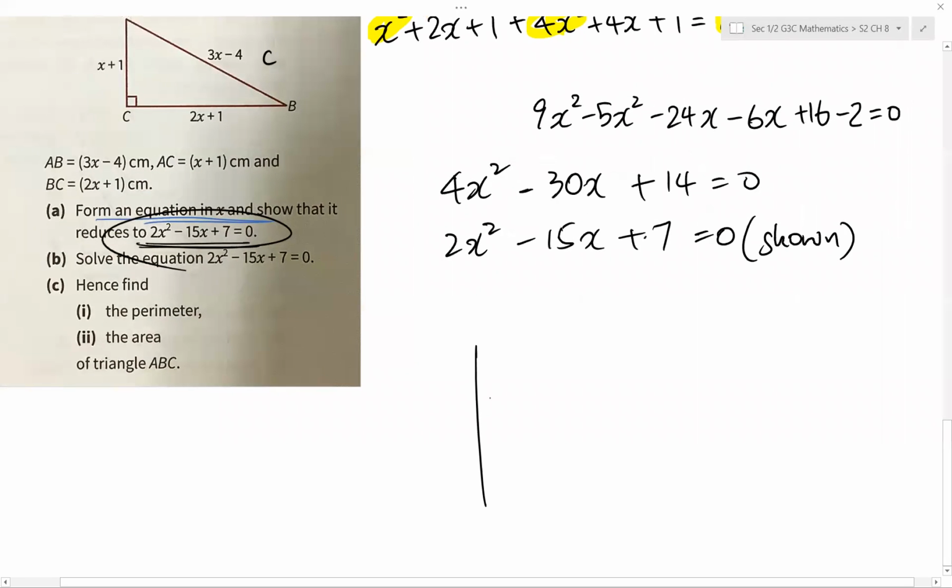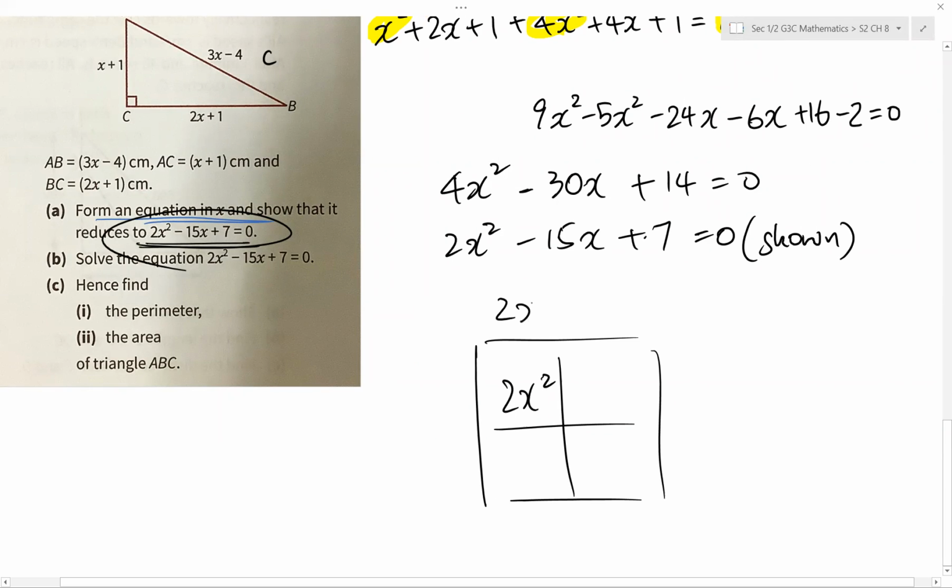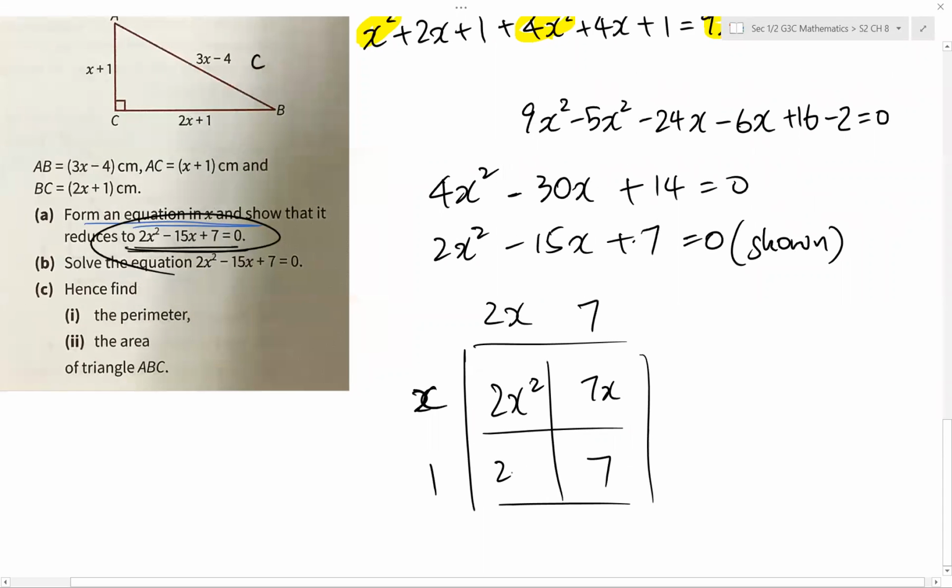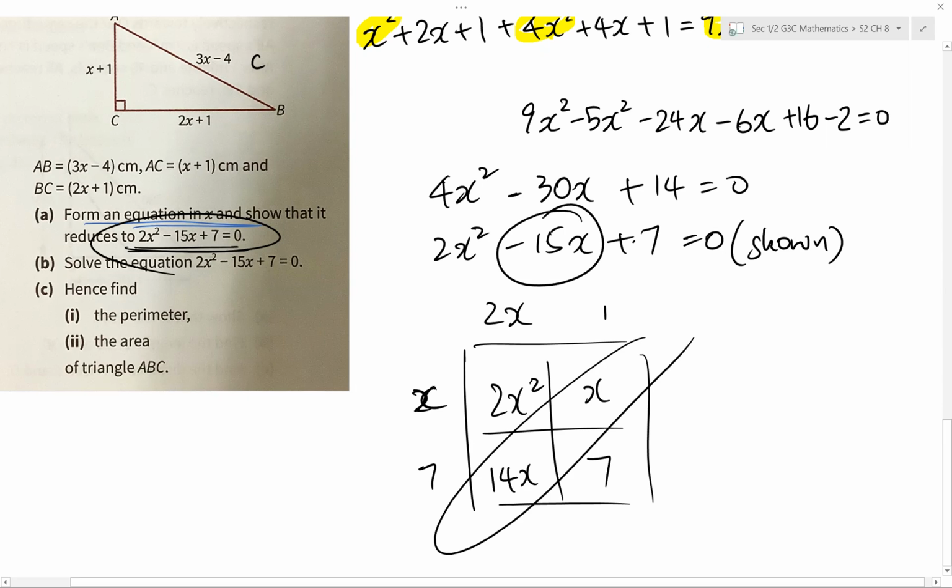To solve this equation, your box, 2x squared. You have no choice. It's going to be 2x and x over here. We want a 7. Okay, so it's either going to be 7 and 1 or 1 and 7. Let's just randomly try. So we got 7x, 2x. This will not give us 15x. Switch them around. 7 and 1. So 14x and x. This has a possibility of giving us the required 15x.